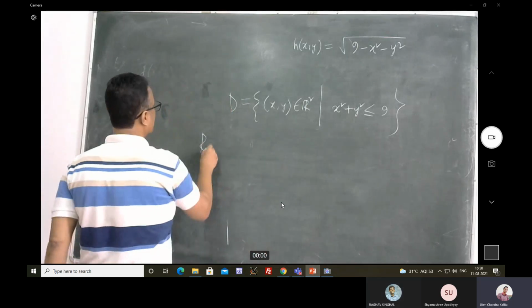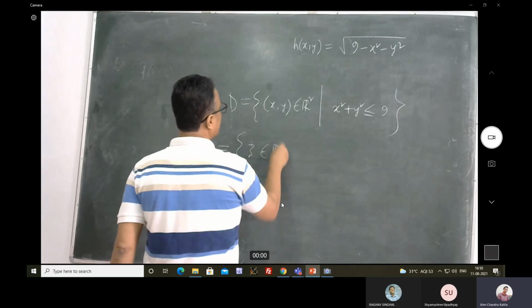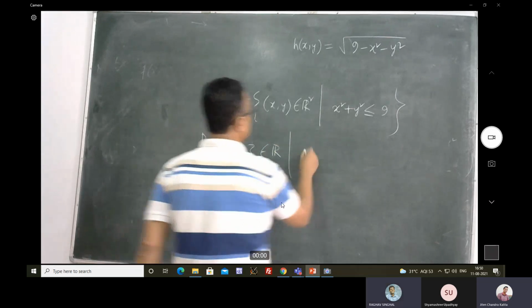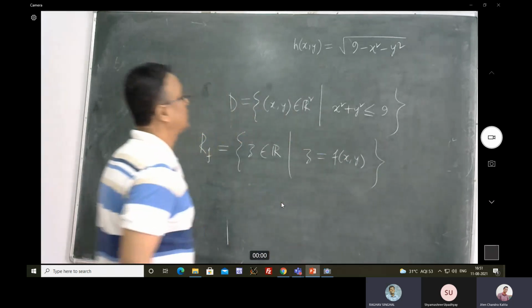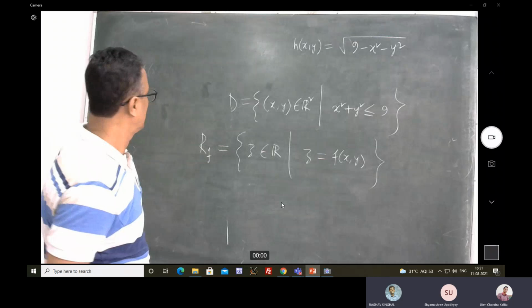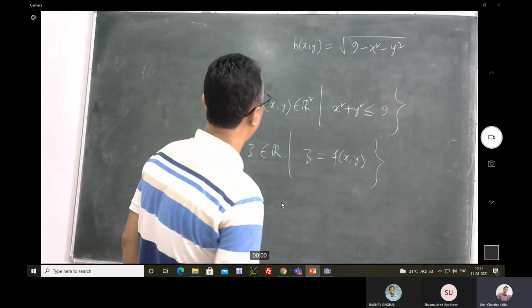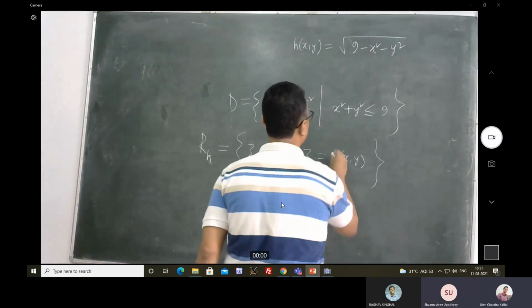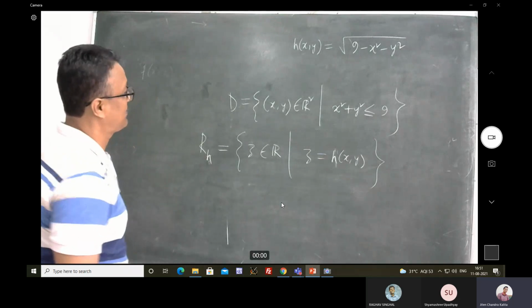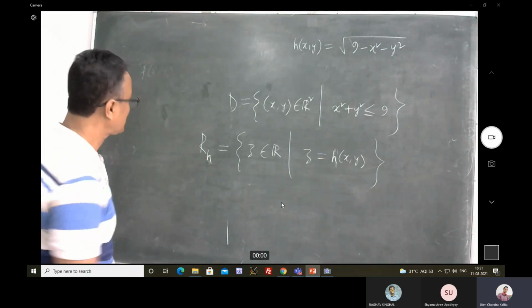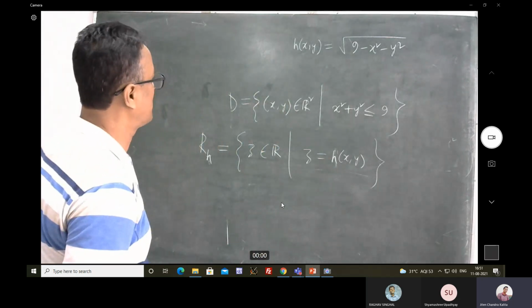So now the range of h. The range is going to be the set of z belonging to R such that z is equal to h of x, y. Sir, h, not f. Oh, h, yes, there also. Yeah, here. Thank you, because we are so much used to the function f. Okay, fine. So now, what will be the values of z?